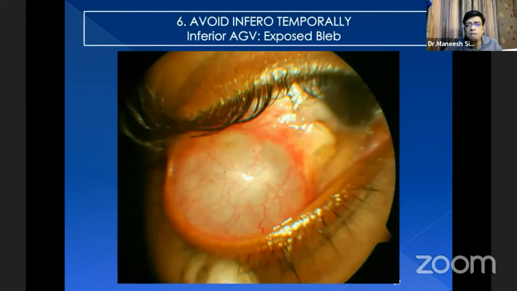Avoid going inferiorly. In case you are going inferiorly, I always go inferonasally, because infero-temporally, I had this patient where half of the bleb was outside. It's very bad cosmetically, and also has a risk of infection.